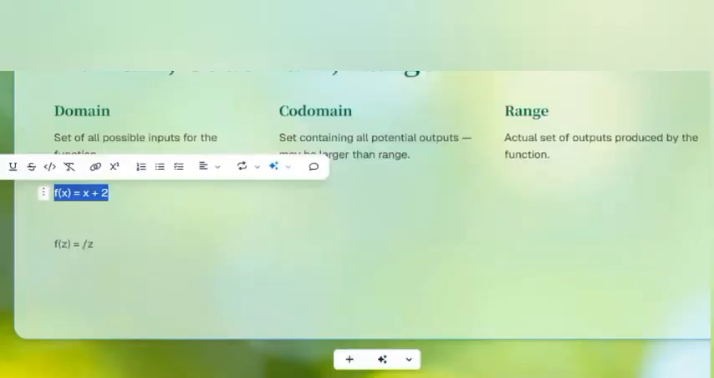And then your range is the actual set of outputs produced by the function. So you now set a range and say the answers I get range from this point to this point for my function. So these are the definitions of terms that you use when you come across functions and mappings and how they are applied.